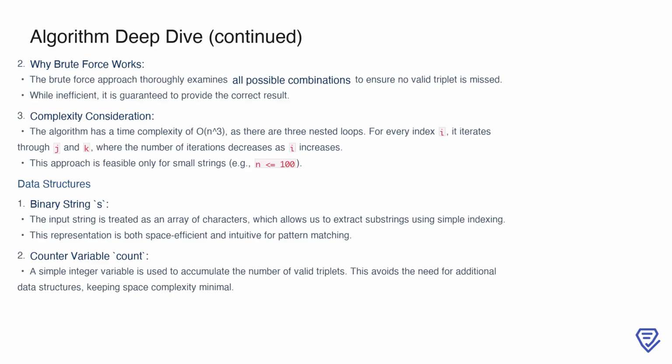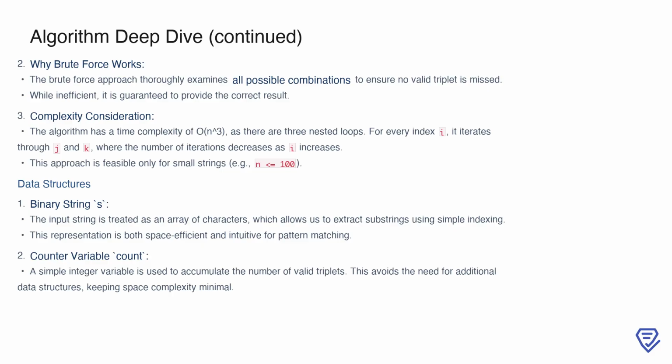While this guarantees correctness, it comes at a cost. The time complexity is O(n cubed). With 3 nested loops, the number of iterations grows cubically with the length of the string, making this approach impractical for larger strings. However, for small strings, such as those with fewer than 100 characters, this method is feasible.